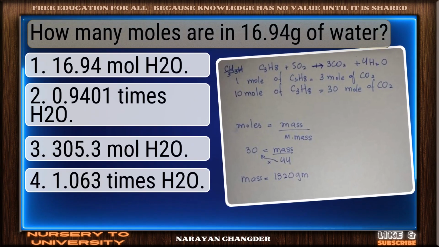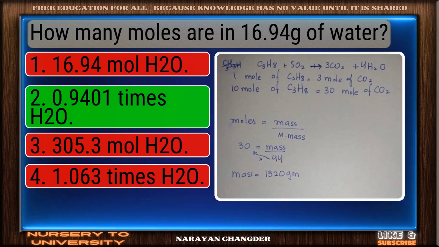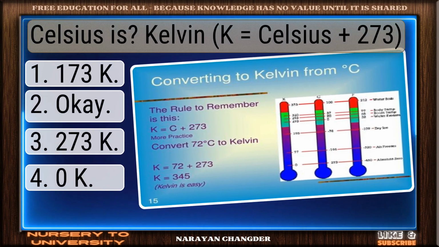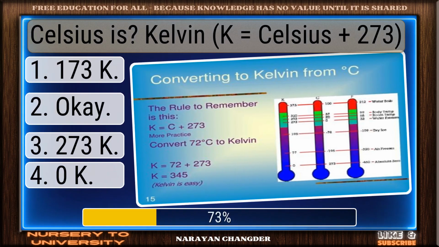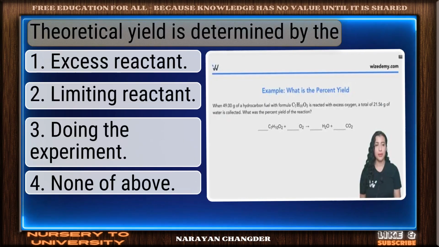How many moles are in 1694 g of water? 0.941 times 10^2 is true. Celsius is? Great job. K is the accurate answer.